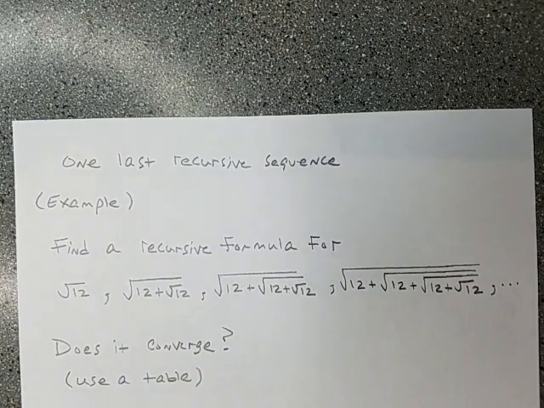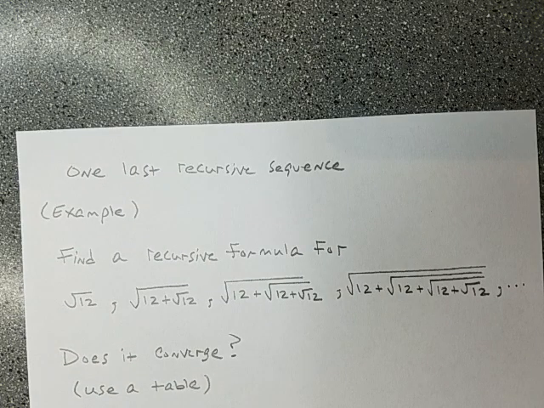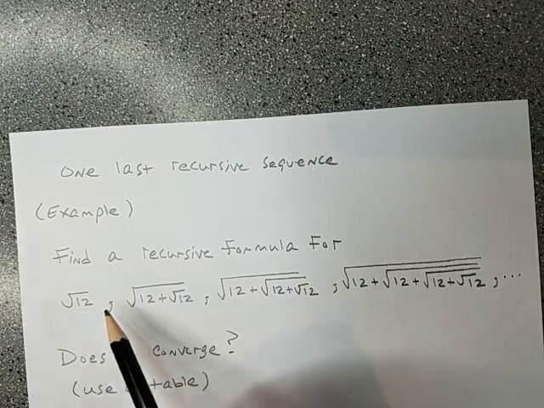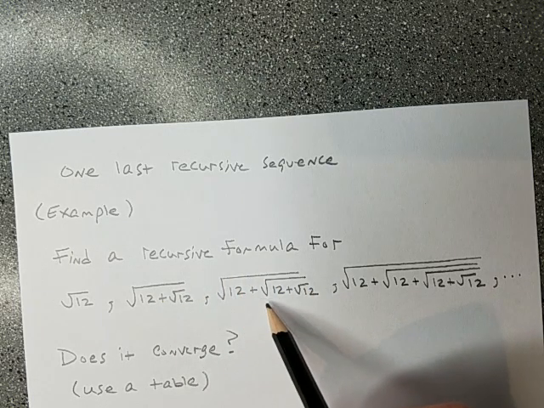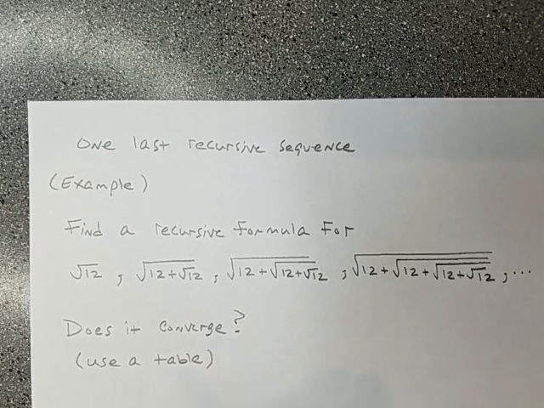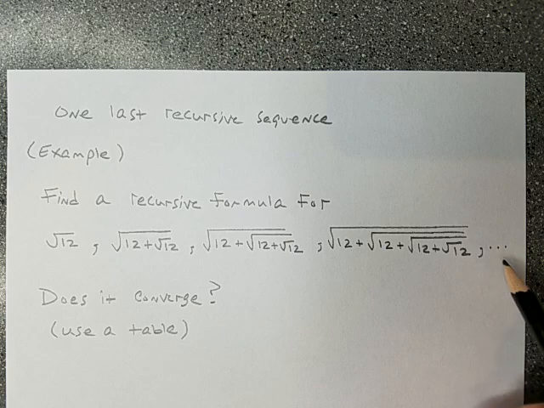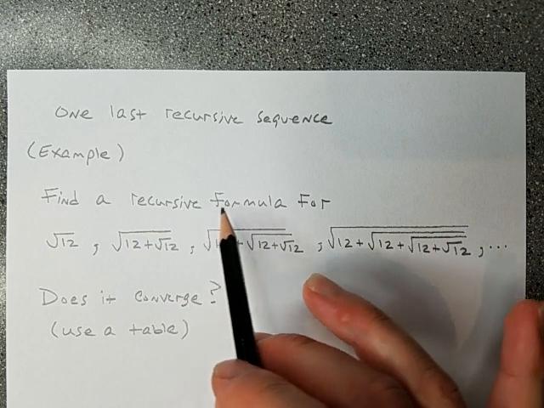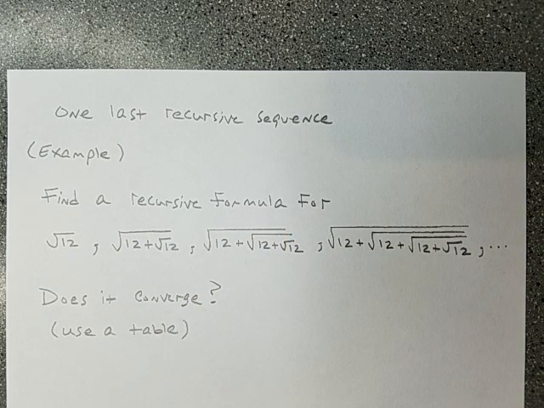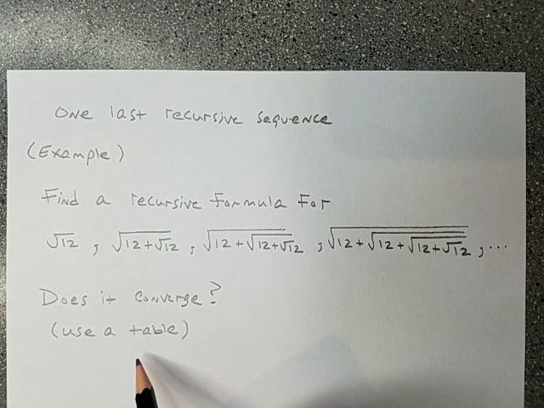Here it is. This one looks like a real mess, but look at that recursive sequence. This one's so complicated, it was hard to write down, but it's okay. It's root 12, and then root 12 plus root 12, and then the square root of 12 plus root 12 plus root 12, and so on. Dot, dot, dot. It goes on forever. Those are the ellipses. So, two things. Can you find a recursive formula for this? And second, does it converge? I'm going to ask you to use a table for that.